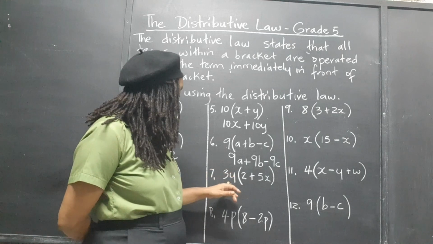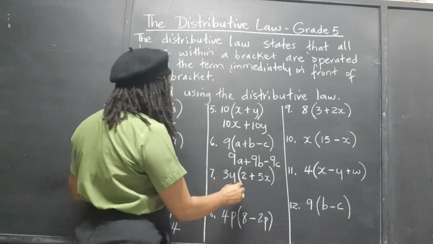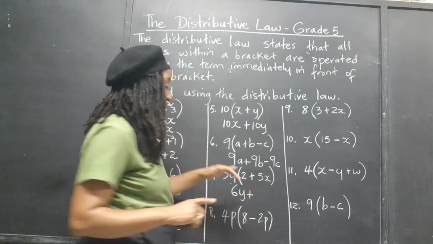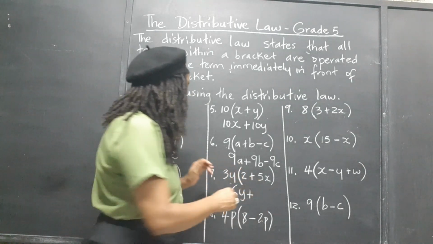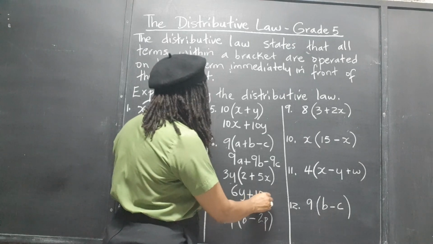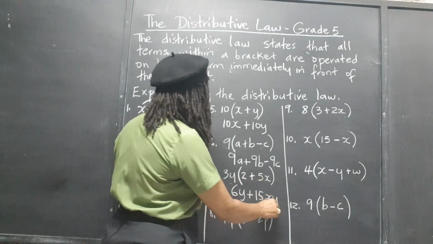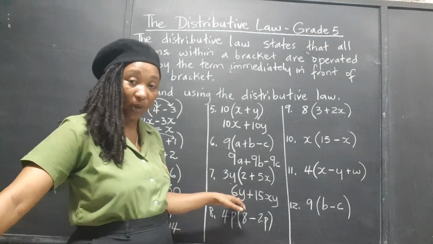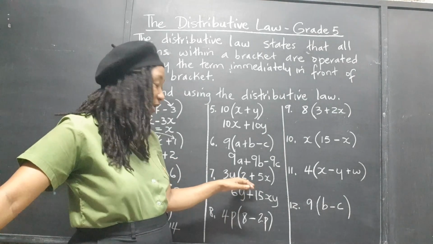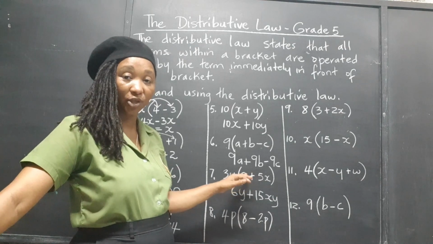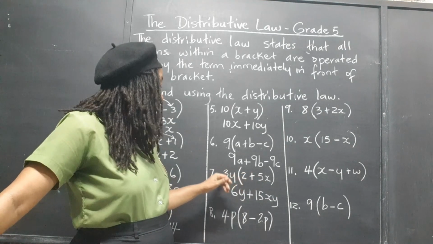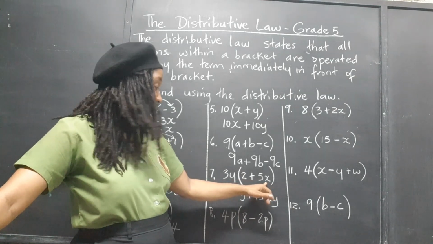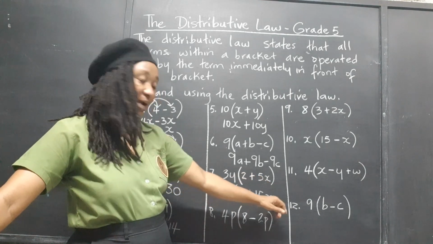Alright, so we have 3y times 2: 3 times 2 is 6, and we have back our y. And 3y times 5x: 3 times 5 is 15, and we have to write back our x and y. So 3y times 2 is just 6y. The 2 had no variable, just a constant 2. 3y times 5x, 2 different variables. We're multiplying them, so we have to write them back.